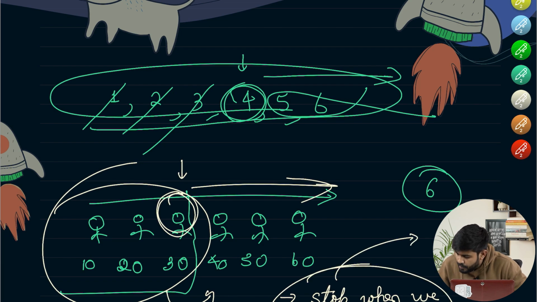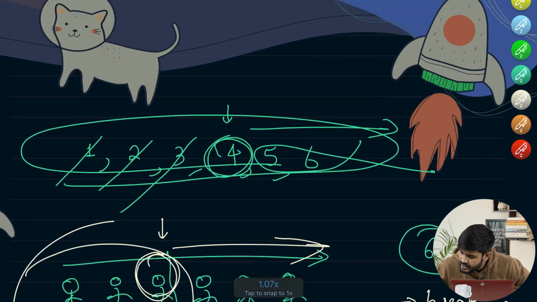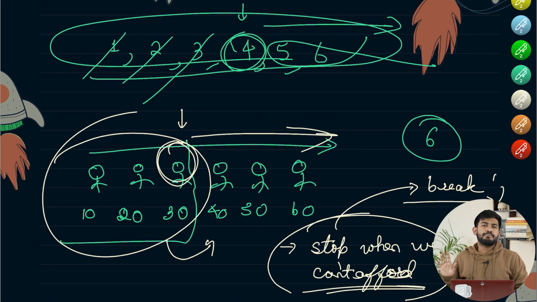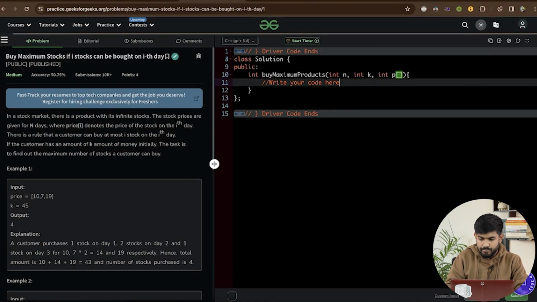So in a loop, how can we stop? By using a break statement. Okay, so I would write this. So just remember, this is the concept. Other than this, we would be making pairs, we would be sorting the price, we would be writing a small if statement that if we can buy it, buy it. If we can't buy it, then buy the fractional amount and then stop. Done. Let's move. So I would be making the price as just P.